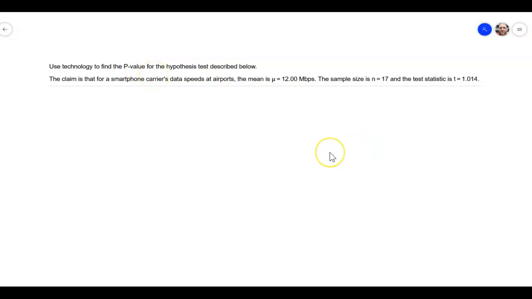Today I want to go over a problem that was asked about in class. This is on Wednesday, November 25th, and it says use technology to find the p-value for the hypothesis test described below. The claim is that for smartphone carrier data speeds at airports, the mean is equal to 12.0 megabytes per second. The sample size is n equals 17, and the test statistic is t equals 1.014. Let me show you how to do this one.